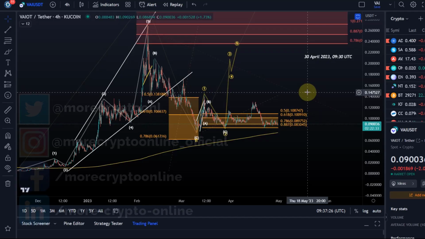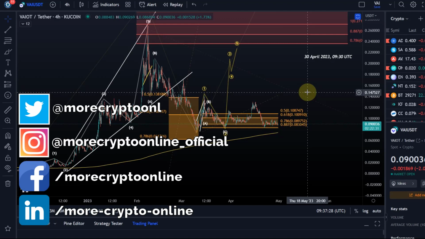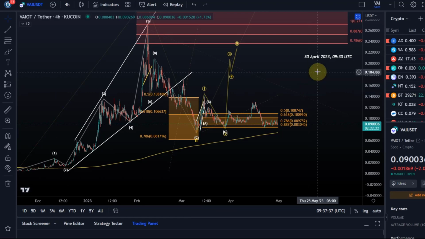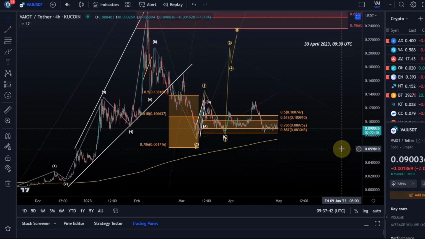Hello and welcome to another update video about the VAI Vaiot, one of the AI coins that shows some potential at least. Unfortunately, price hasn't really moved for a month or so, so it's just moving sideways in our support area. And we still have a chart.